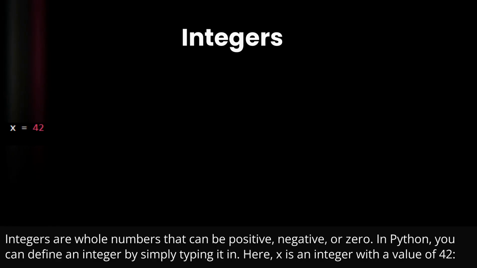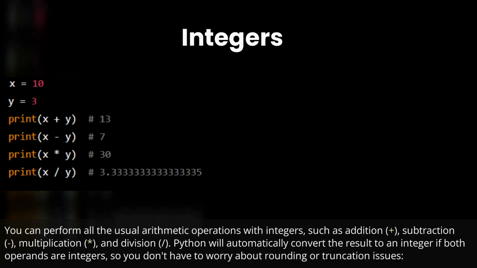Integers are whole numbers that can be positive, negative, or zero. In Python, you can define an integer by simply typing it in. Here, x is an integer with a value of 42. You can perform all the usual arithmetic operations with integers, such as addition (plus), subtraction, multiplication (asterisk), and division.